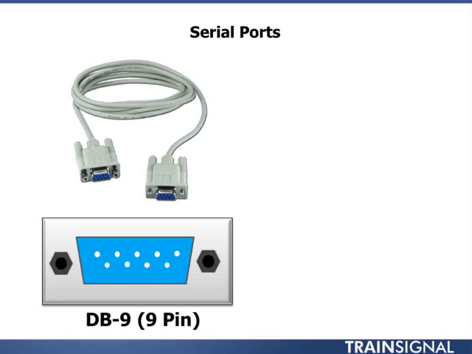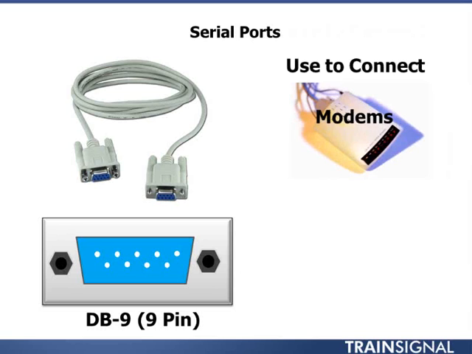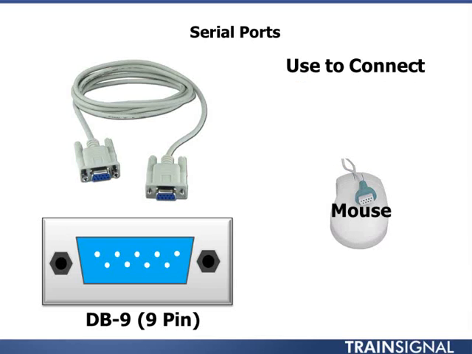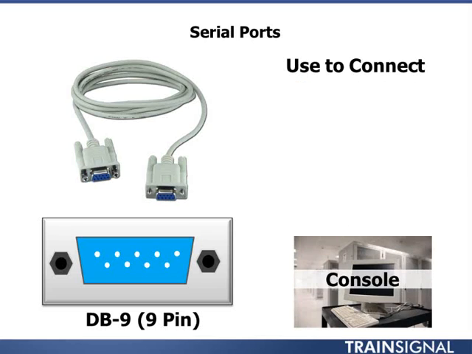There was also a DB25 that was actually used, which was much larger than this. Same pins actually were used in the transmission process, but you could actually get a DB25 to DB9 adapter as well. You use this to connect modems, as we talked about, the mouse at one time, and then also console connections to network devices such as routers and switches.